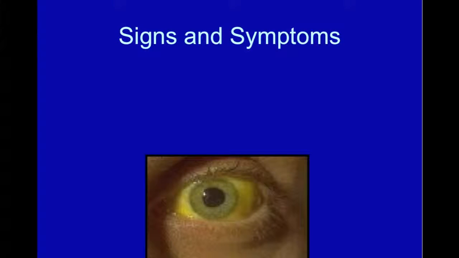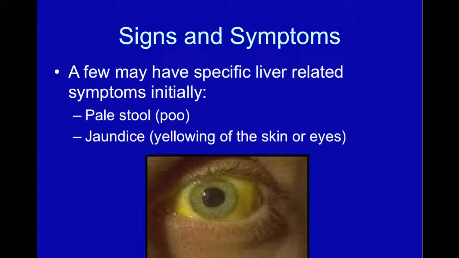This is a common symptom or sign that you may see. It's called jaundice. It's a yellowing or kind of an orangish appearance in the white of the eye. You also may see folks that are having pale stool as a symptom as well.